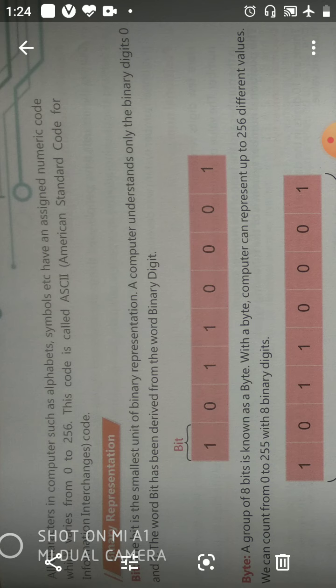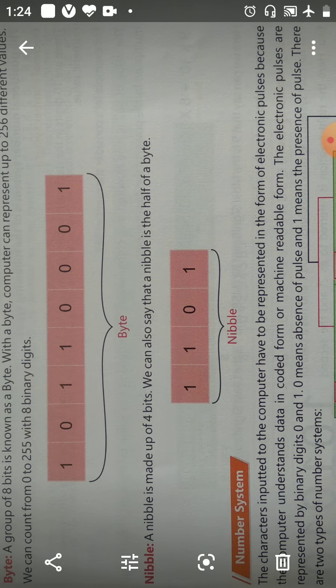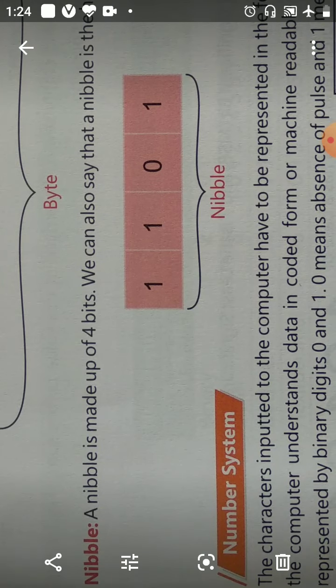Understood the byte concept? Then nibble. Half of a byte is called a nibble. A nibble is made up of 4 bits. We can also say that a nibble is half of a byte. So you see here, it is a nibble. So these are the three ways to represent binary numbers.